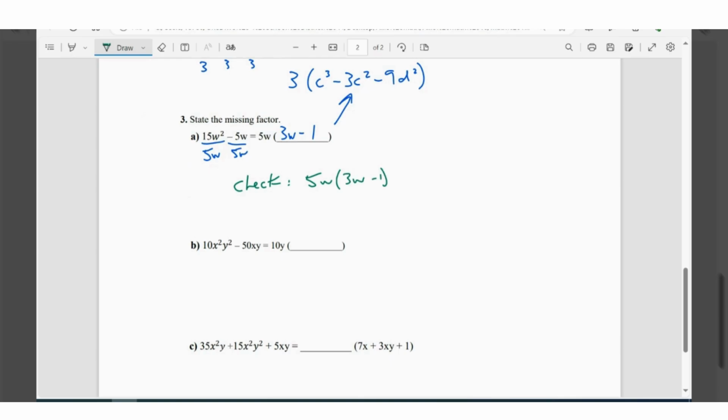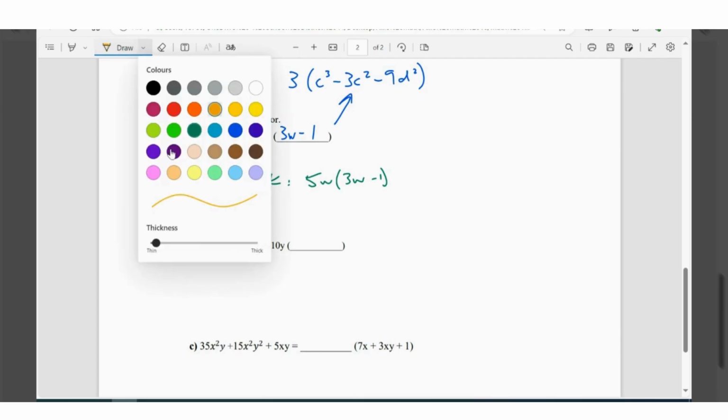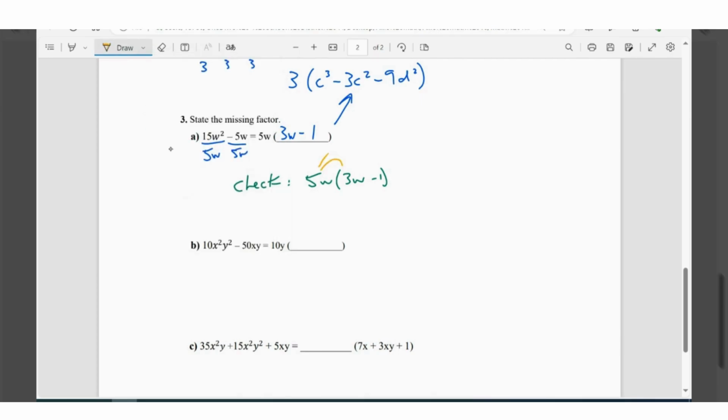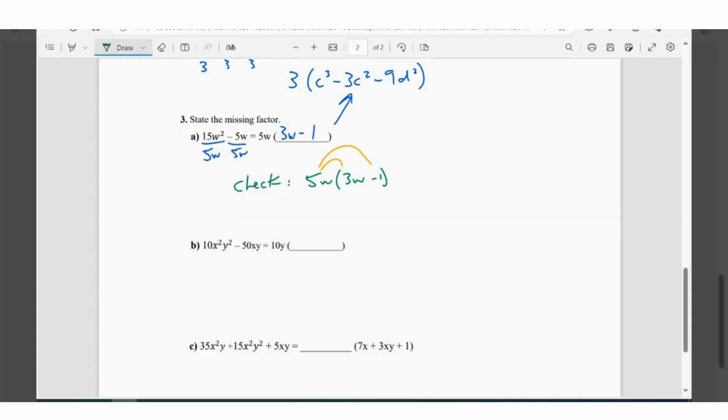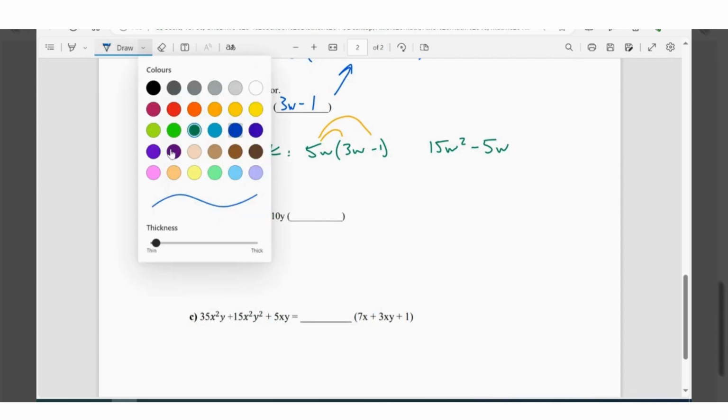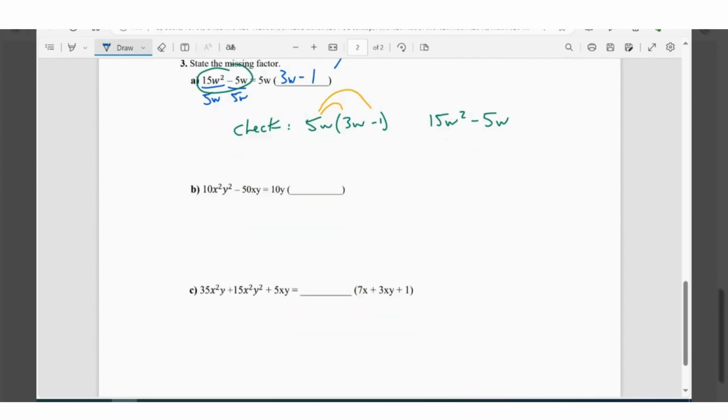You can check. We can check this way, see what we get. 5w times 3w gives us 15w squared, and 5w times -1 is -5w, and indeed that's the same as what we started with. Okay, let's do the next one. Again, so kind of them.